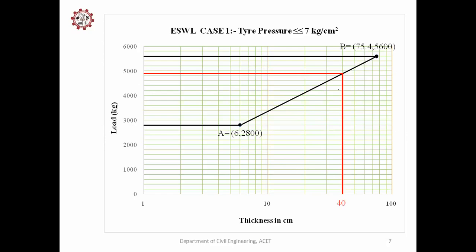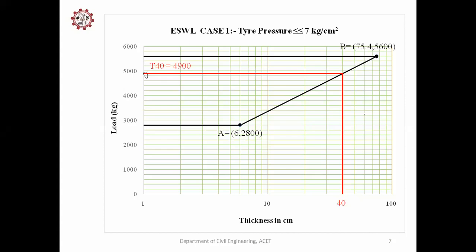Just project this 40 line on the line AB marked and project it on the loading y-axis, and here you will get the value for T40 thickness. You will get the ESWL loading. So let us see what I'm getting. So the thickness T40 loading ESWL we are getting as 4900 kg per centimeter square.